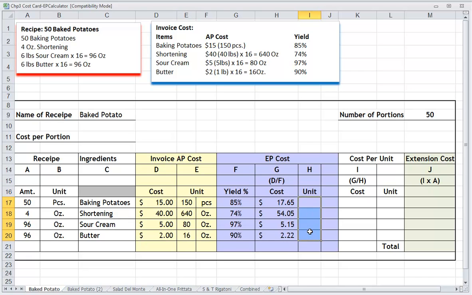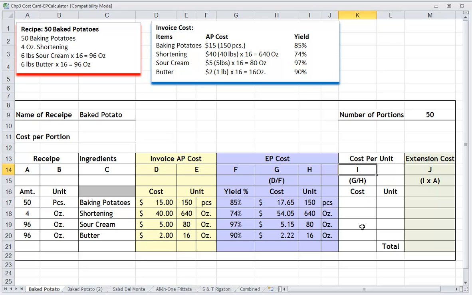Okay, next what we want to do is copy this information over to this column. Actually, we want to copy both of these columns over to this area right here because this does not change. Okay, here we go.